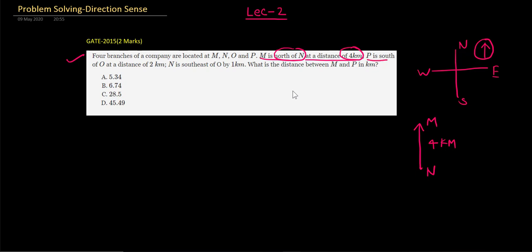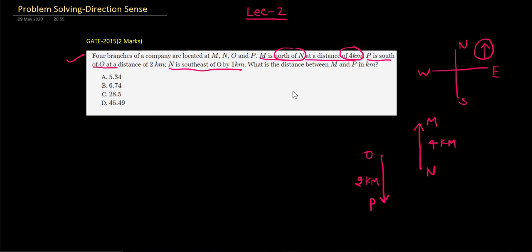It is given that P is south of O. That means let's say this point is O. Then P is in the direction of south from the point O. The direction of south is the downward direction, and the point P is in the direction of south from the point O, and the distance is 2 km. Then it is given that N is southeast of O by 1 km.